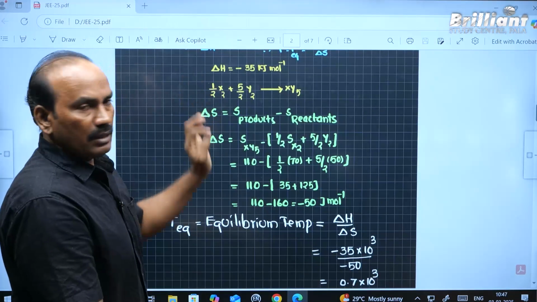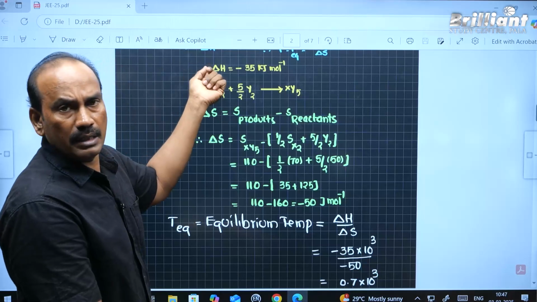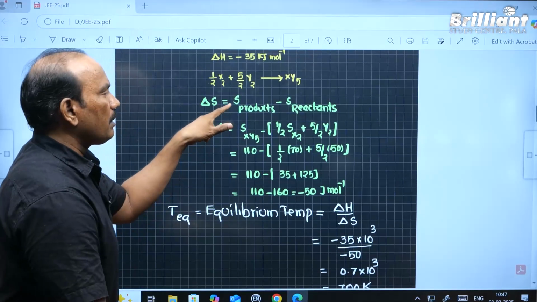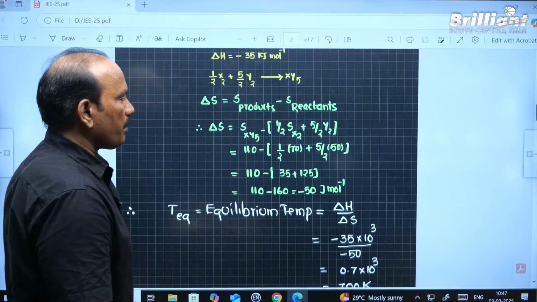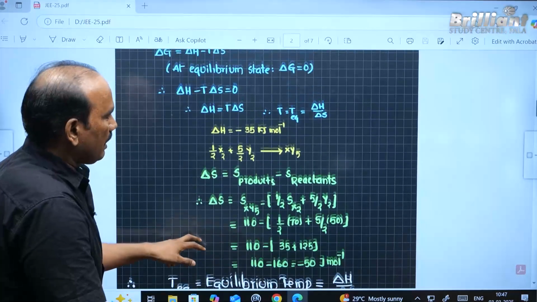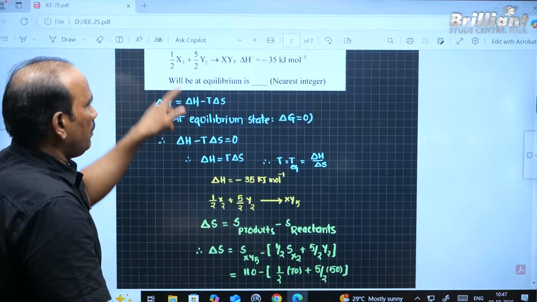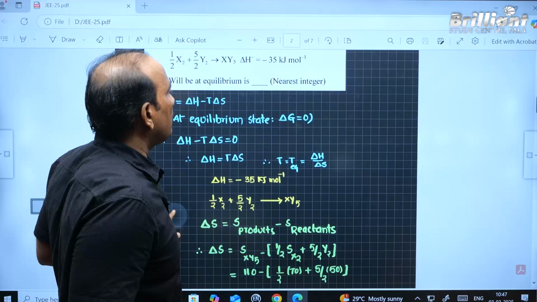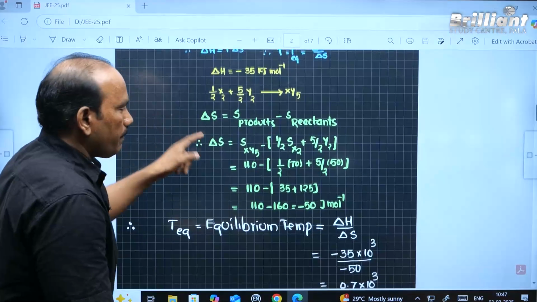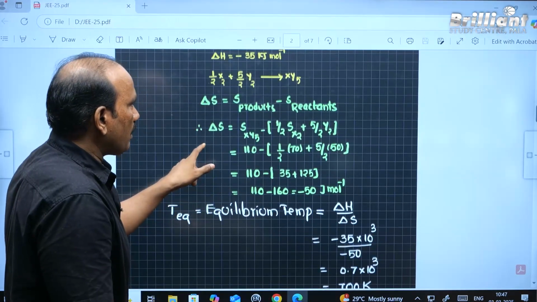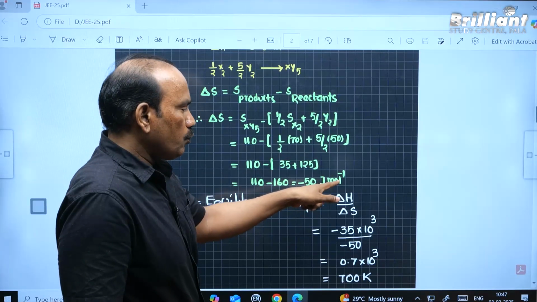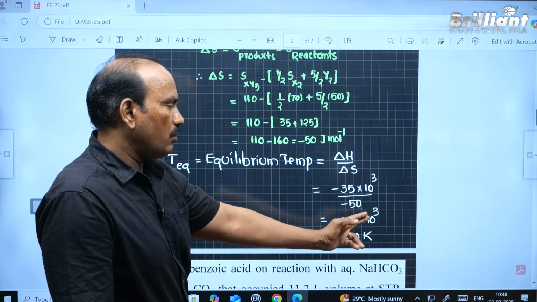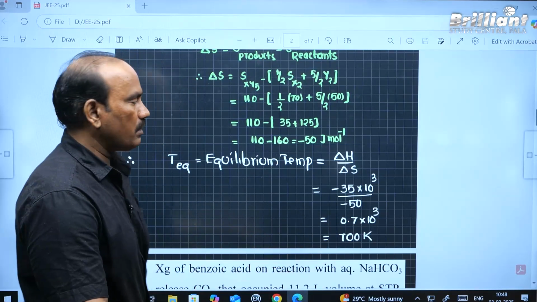Then we want to find out the delta S. Already in the given question delta H is given. Delta S equal to entropy of products minus entropy of reactants. What is the reaction? The reaction is half X2 plus 5 by 2 Y2 gives rise to XY5. Therefore, these are the values. We get a delta S value equal to minus 50 joule per mole. Then we substitute the value, 0.7 into 10 cube. Then this is 700 K. Clear?